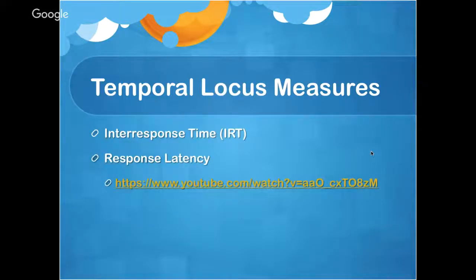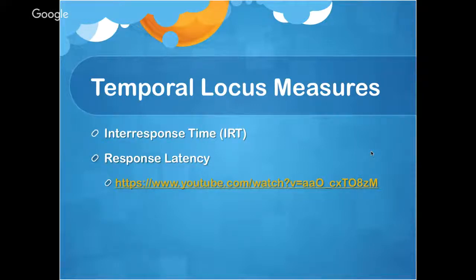Temporal locus measures, the first one is interresponse time. Interresponse time is the time between 2 instances of a response. So that would be the time in between the laughing behavior. So after the first time he laughs, I would start the timer, and I would keep the timer going until the next time he laughs, the time in between those responses.